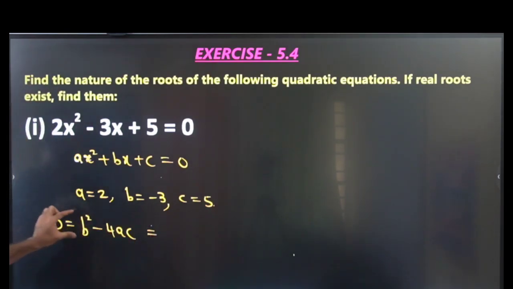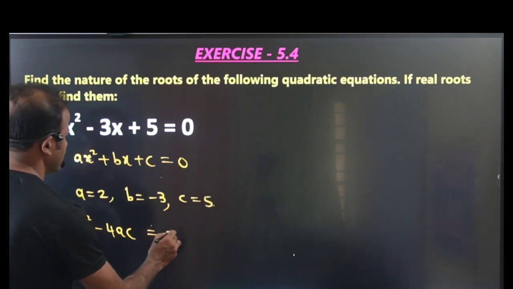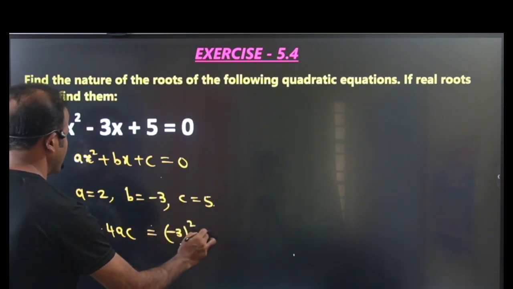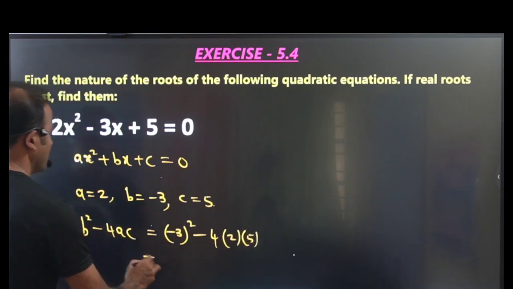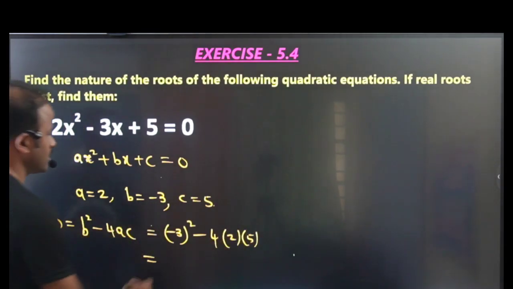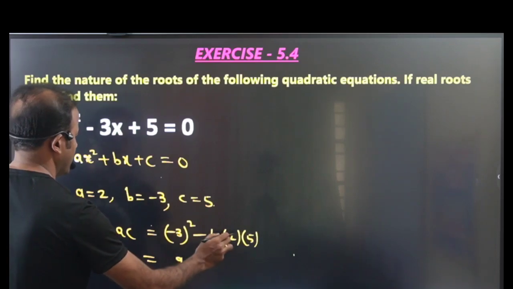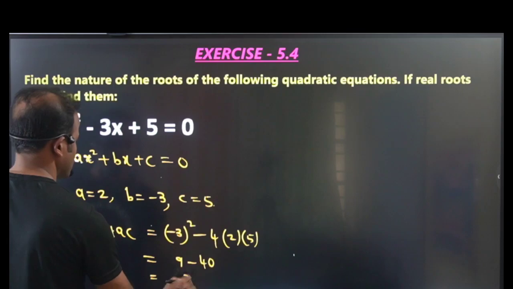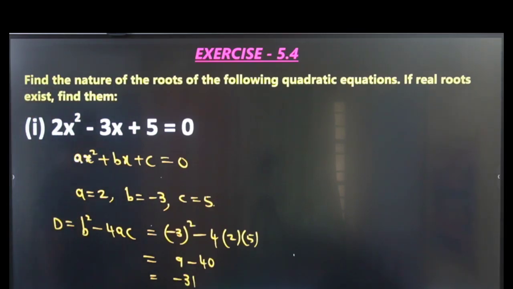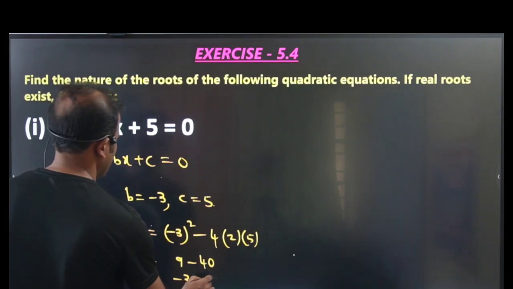Now what is b square here? Minus 3 square, minus 4 into a into c. Minus 3 square, 3 into 3 is 9. 4 into 2 is 8, 8 into 5 is 40. So 9 minus 40 equals minus 31. In this case, real roots do not exist, because the determinant value is negative, so it is less than 0.